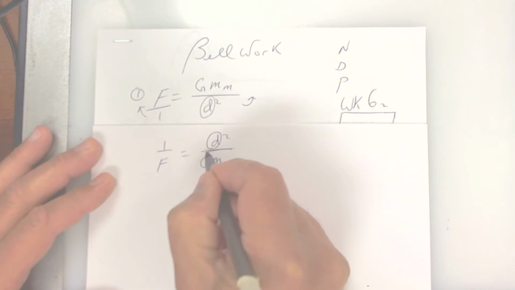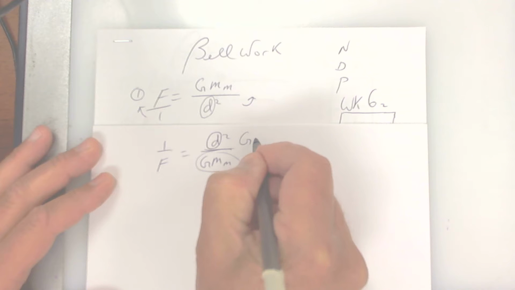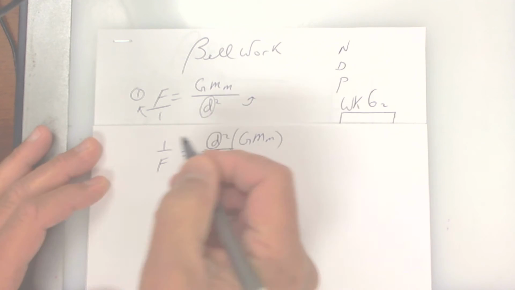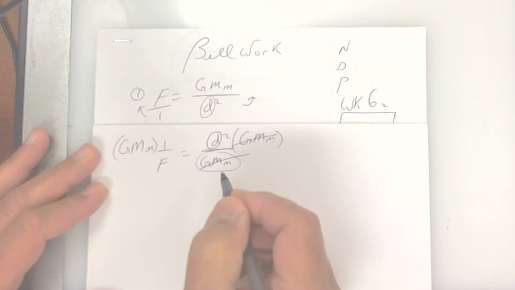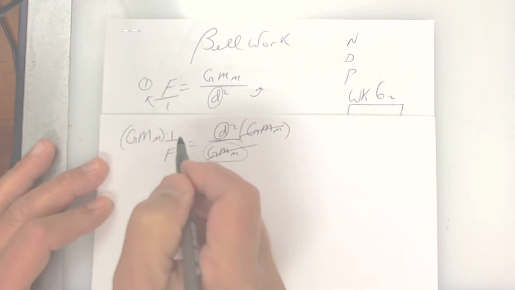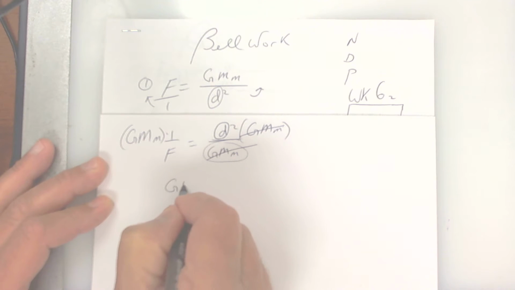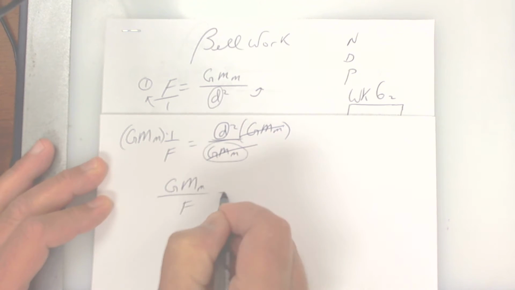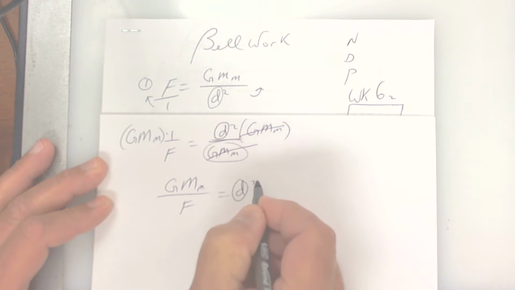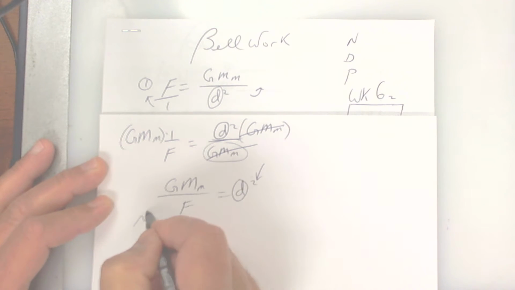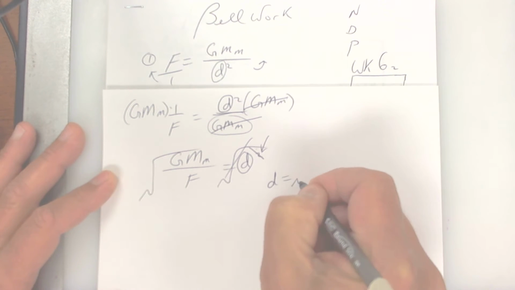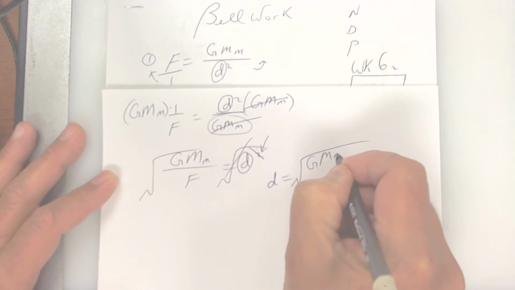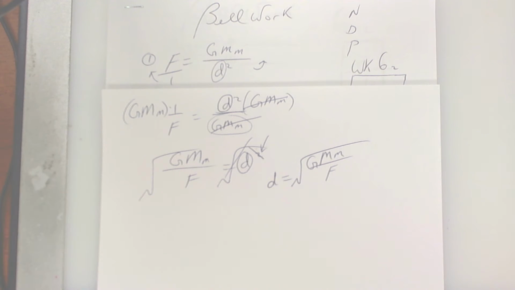Now you're dividing by all of this, so I would multiply by all of that. So the only thing you have to do now when you multiply by 1 is take the square root. So to get rid of that, you're going to do something called the square root. The square root and the square cancel. So D is equal to the square root of this. Any questions on how to do that? All right, let's keep moving.